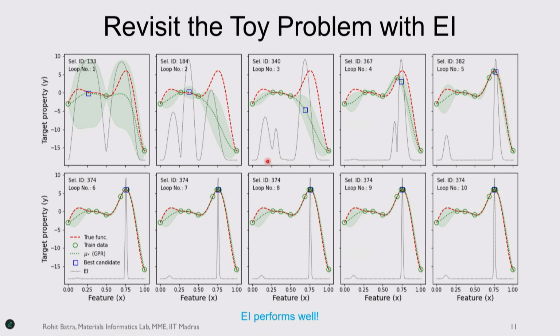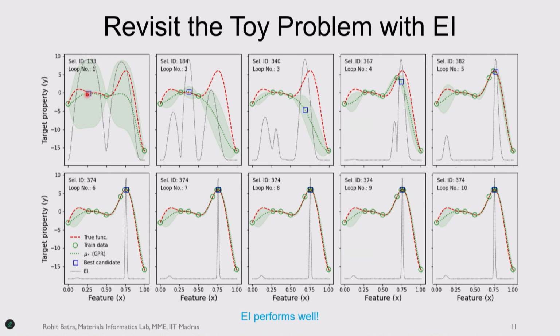But your point is valid. At this point, it will be 0. No, I'm talking about the square point. Okay, it is the next point you are talking about, right? Yeah, there the probability of improvement will be 0, right? Because you are talking about this point? Yeah. Okay. Let's first come to loop 1.